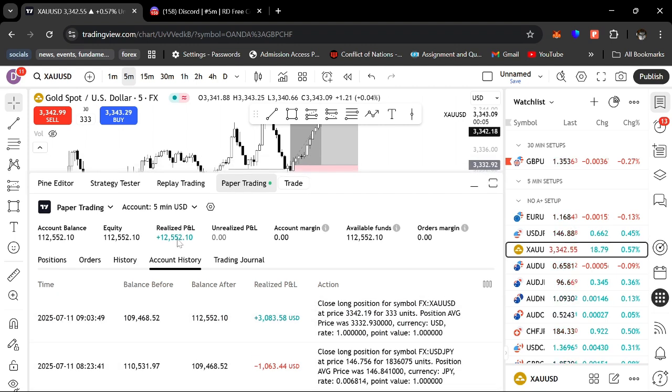I'm almost passing phase two because for Maven, their profit target is 8%. So 8% is 8k. And phase two is 5%. So for 5%, I have to increase this to 13k. With this trade, if this was a real profit account, I would almost be passing phase two of the 5k account.